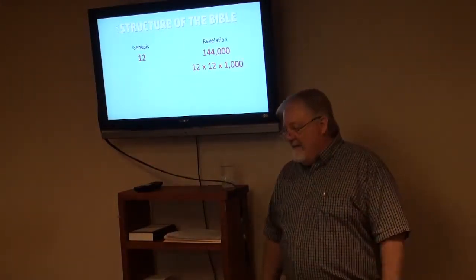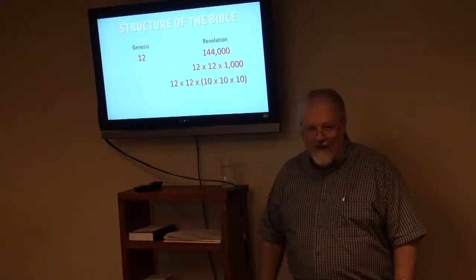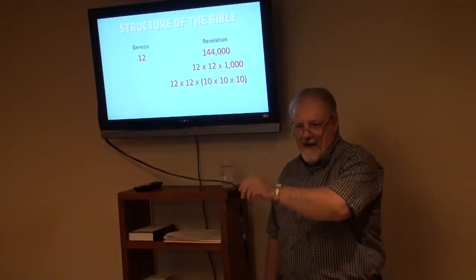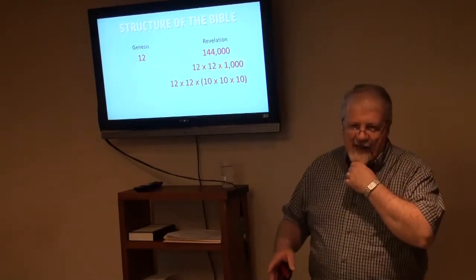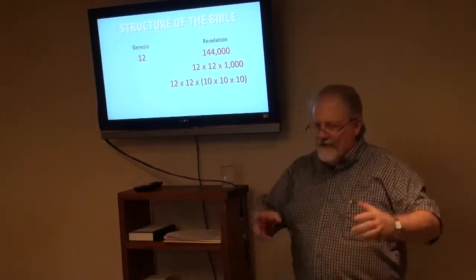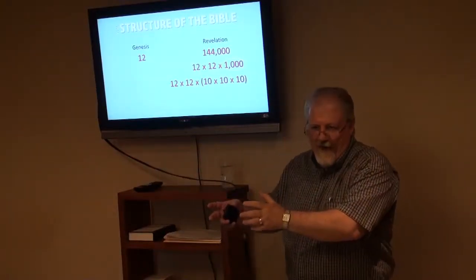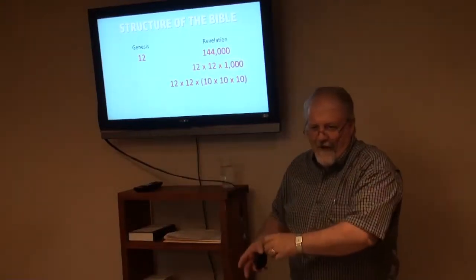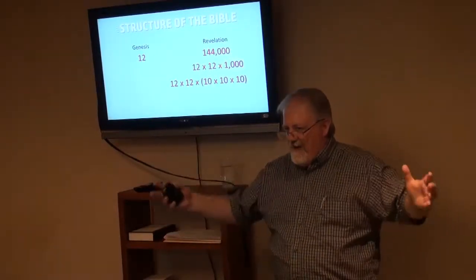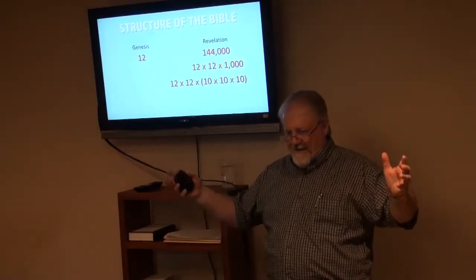So when we put it down, 144,000 really is 12 times 12 times 10 times 10 times 10. And this is where we understand the meaning. We need to know this. So in Genesis, we're starting with 12 people. In Revelation, we're ending with 144,000, but that's not a literal 144,000. That is symbolic of the complete family of God by being 12 times 12 times 10 times 10 times 10.